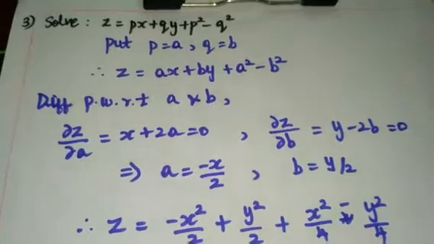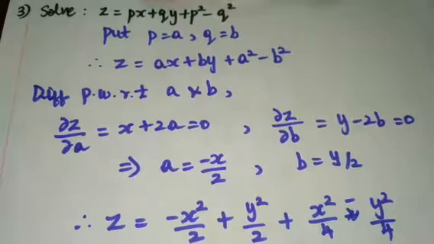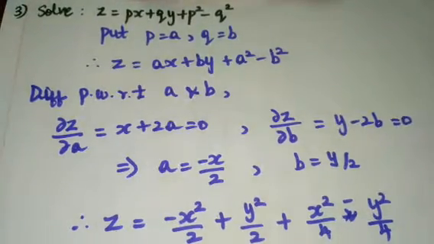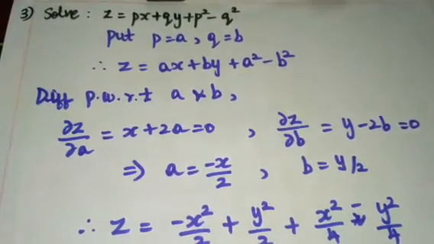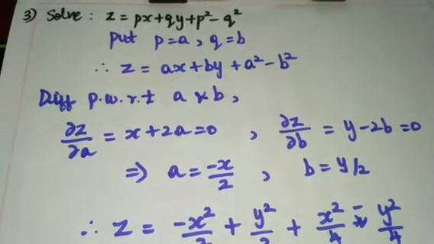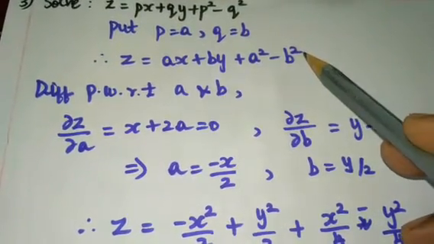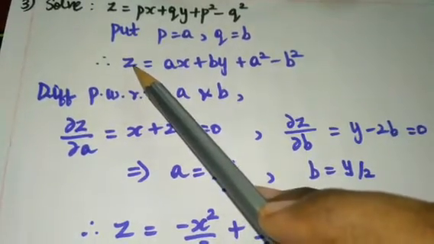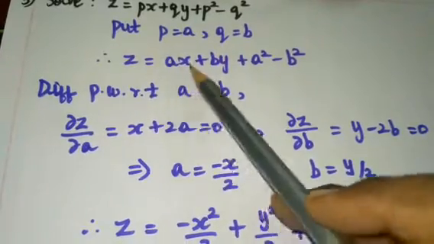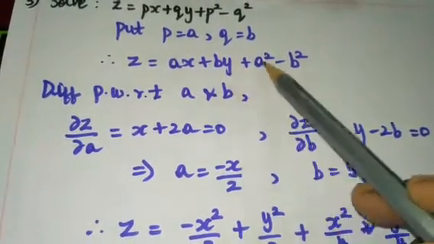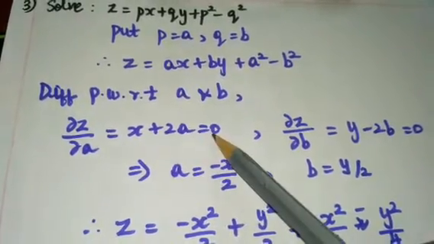Here the question is z is equal to px plus qy plus p square minus q square. So put p is equal to a and q is equal to b in the given equation. Therefore z is equal to ax plus by plus a square minus b square. So differentiate this equation partially with respect to a and b. When differentiate partially with a, it becomes dou z by dou a. Here ax becomes x and by becomes 0 and a square becomes 2a, again minus b square becomes 0. Therefore x plus 2a equal to 0.